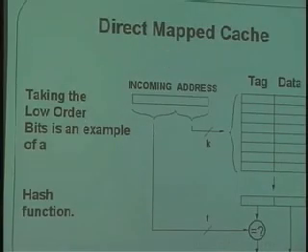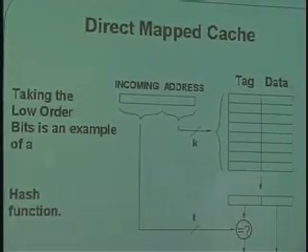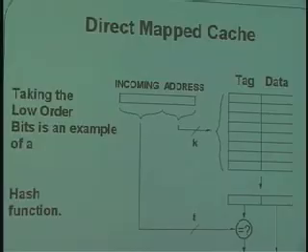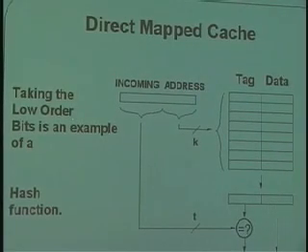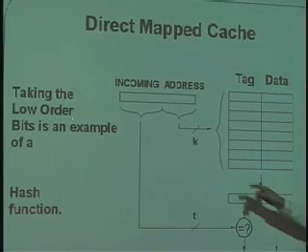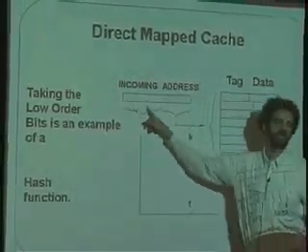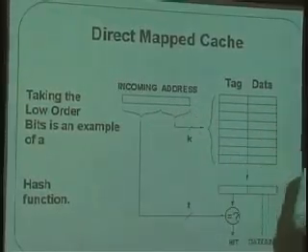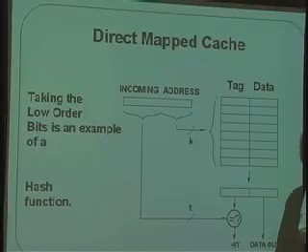Now, sort of a polar opposite to the fully associative cache is what's called a direct map cache. And in here, there is an absolute constraint on where every piece of data is going to go in the cache. In particular, we're going to take the incoming address and we're going to hash it. Now, you guys did hash functions, yes or no? You mentioned hash functions. Okay.